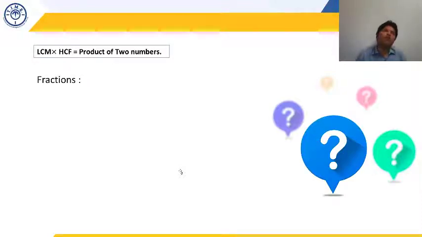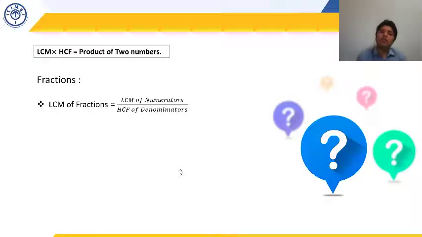Next, fractions. Suppose there are fractions given in the question and you need to find the LCM and HCF of the fractions, or decimals are given. It will become really difficult for us to get the LCM and HCF. To get the LCM and HCF of integers is very simple by using the two methods which we have just discussed. But to get the HCF and LCM of fractions is going to be a challenge for us. So how to get the LCM of fractions?